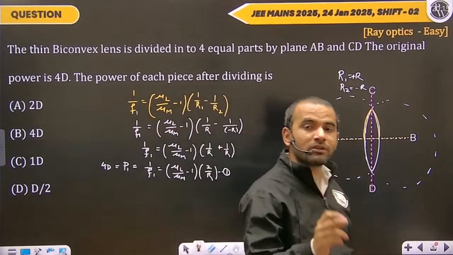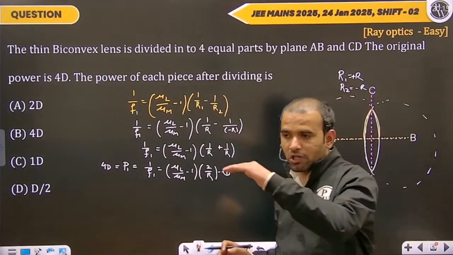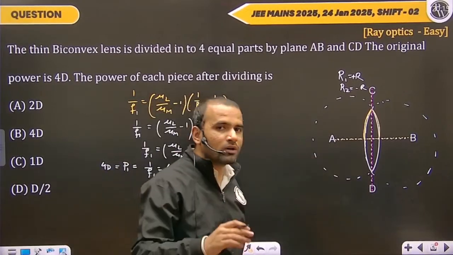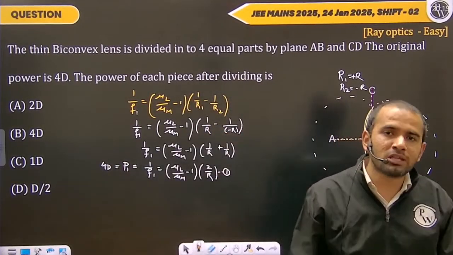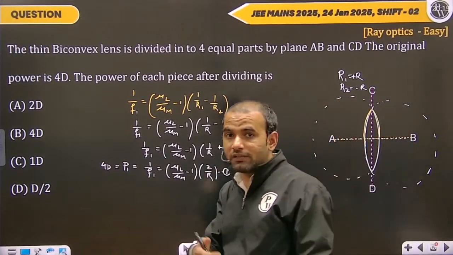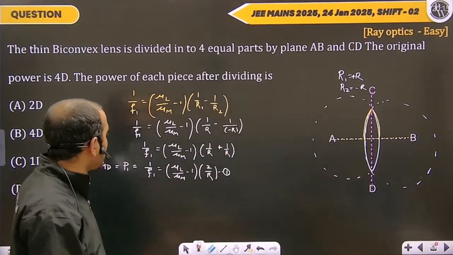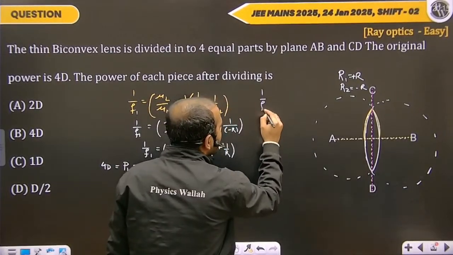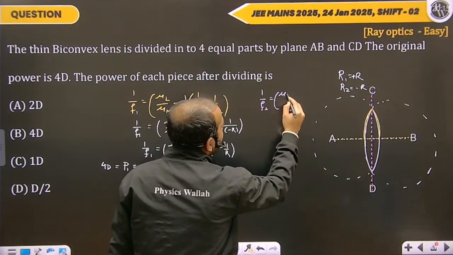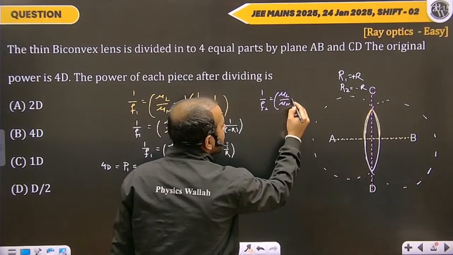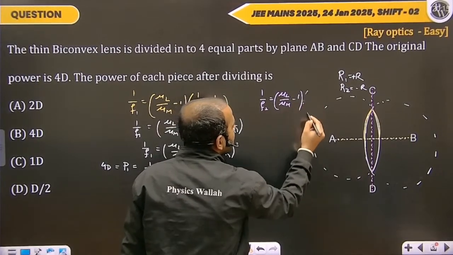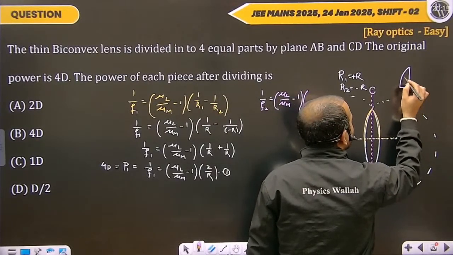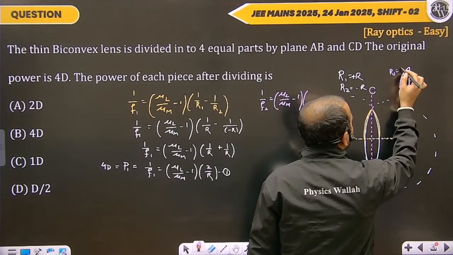Now what will happen in the second case? In the second case, if the lens is cut along the horizontal line, there is no change in curvature. But if you cut this vertically, there will be a change in curvature, and due to that the focal length changes. So let us write the equation. 1 upon focal length 2 is the refractive index of lens by refractive index of medium minus 1, times the curvature terms, right? What is the radius of the first curvature? That is plus R only.